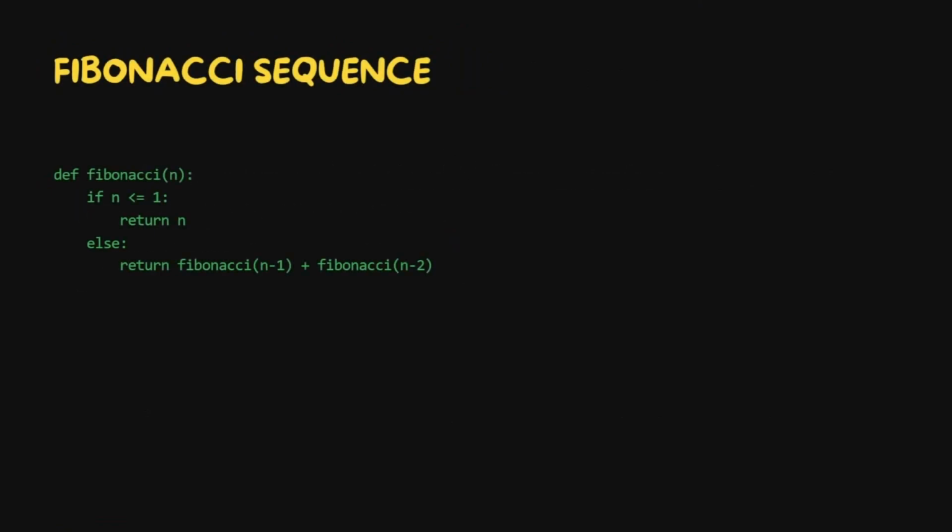So here's the code for the Fibonacci sequence. First we define a function named Fibonacci with one parameter n. The base case is: if n is 0 or 1, we return n. So if n is less than or equal to 1, we return n. In the else case, for larger values, we compute the sum of the previous two numbers. Then we return fibonacci of n minus 1 plus fibonacci of n minus 2. This is the recursive call, breaking the problem into smaller subproblems.